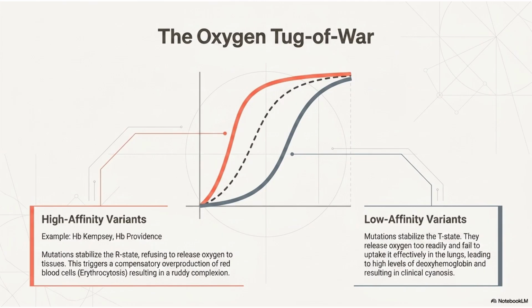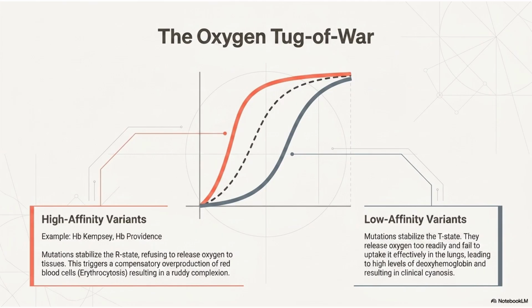To understand these variants, let's first think about what hemoglobin is trying to accomplish. It has two jobs. First, it must bind efficiently in the lungs. Second, it must release oxygen efficiently to the tissues. Those two goals are actually competing with one another. If hemoglobin binds oxygen too weakly, it won't pick up enough oxygen in the lungs. But if it binds oxygen too tightly, it refuses to let go of the oxygen when it reaches the tissues.